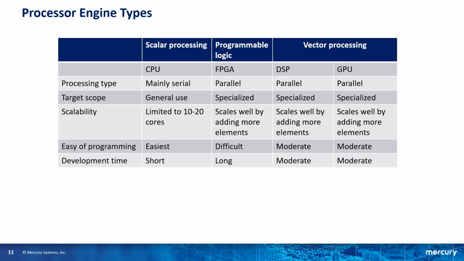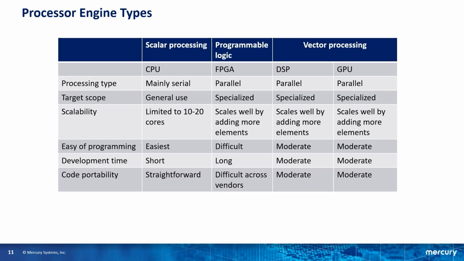Development time tracks with ease of programming, and again here, long is a relative measurement, right? If you have experience and can, say, leverage FPGA libraries, then you can shorten development time. Typically, code written for CPUs like x86 and ARM is very portable across different processors and even different processor vendors. DSP and GPU code can be more specific to the target hardware, requiring some work to move the code. FPGA designs are usually processor specific.